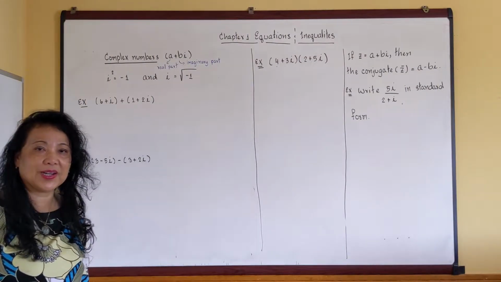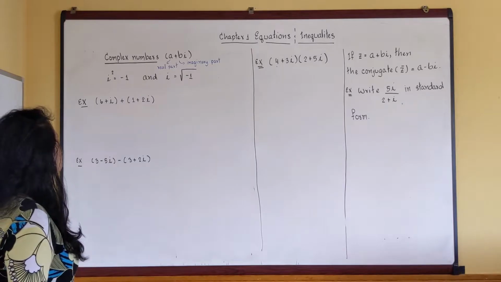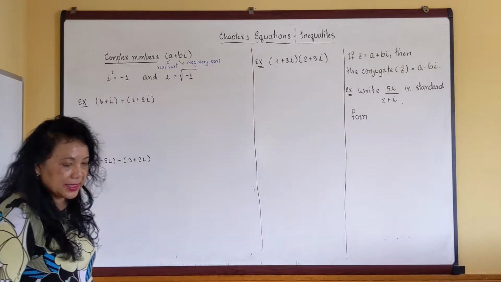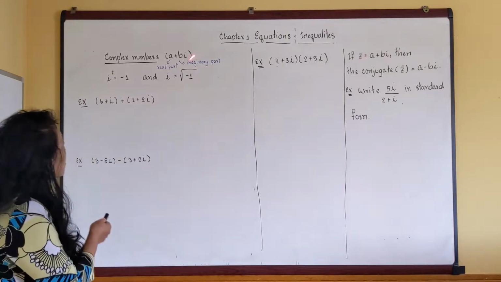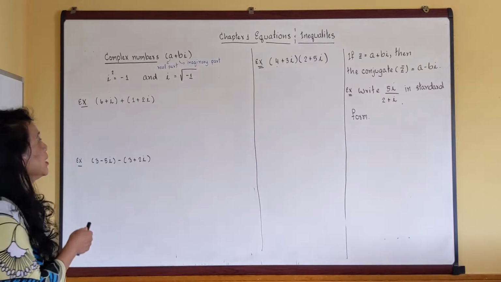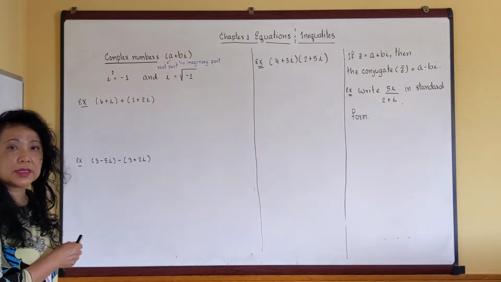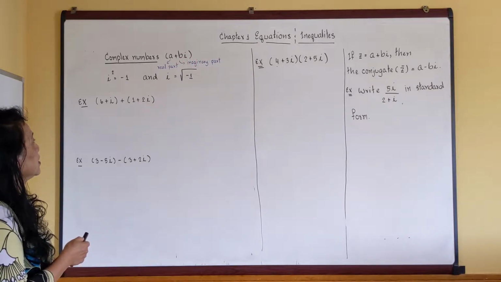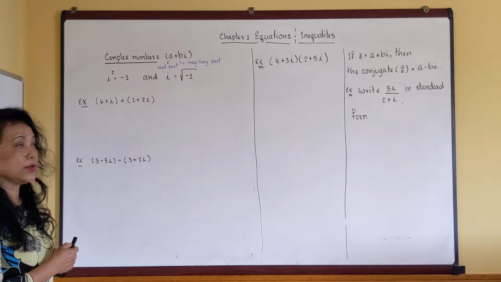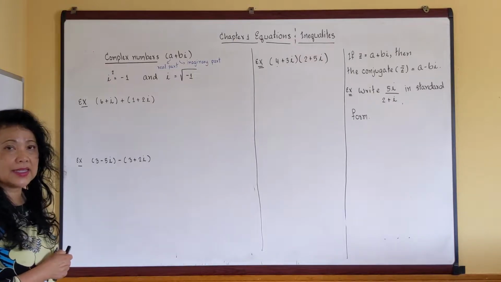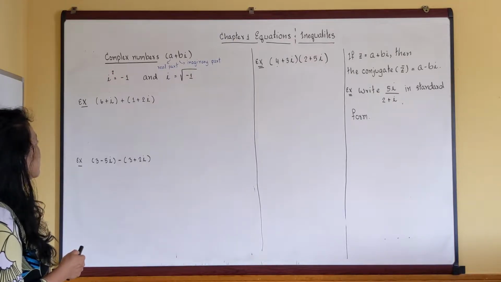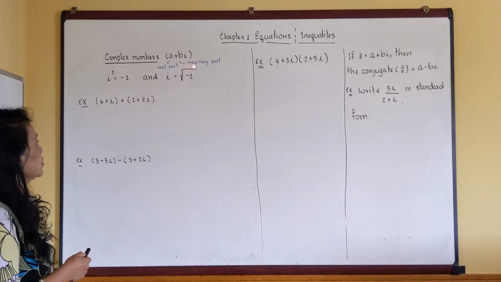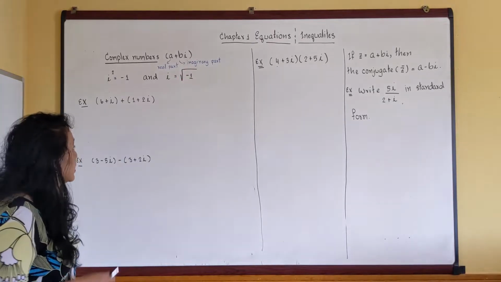Everyone, let's continue our chapter 1. This is about complex numbers. A complex number is in the form a plus bi. a is the real number, so any real number. bi is the imaginary part, so whenever you see i, that's not a real number. So i squared is equal to -1, and i is equal to the square root of -1.